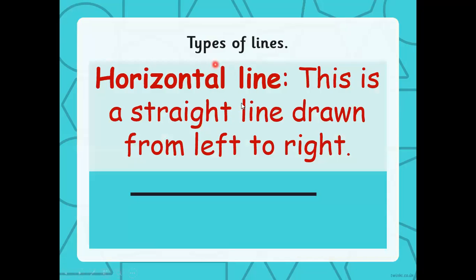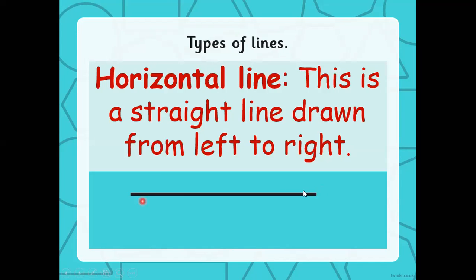Now, what are the different types of lines that we have? We have the horizontal line. This is a line drawn from left to right, from your west to the east. Any straight line drawn in this form is known as a horizontal line.